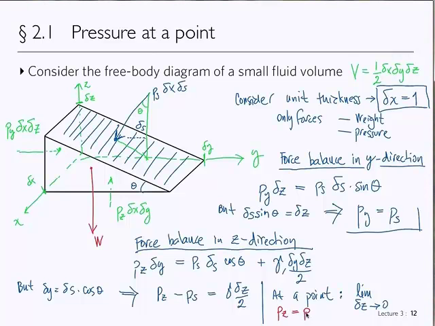Pz equal to ps, which indicates the final result of this derivation is that the actual value of the pressure is independent of direction. It is the same regardless of the direction. So the pressures that we have actually here called ps, py, pz, all of these pressures are the same. The pressure at a point in a fluid at rest is independent of direction. Therefore, it is a scalar. It is a scalar field. It only depends on the point. It doesn't depend on direction.